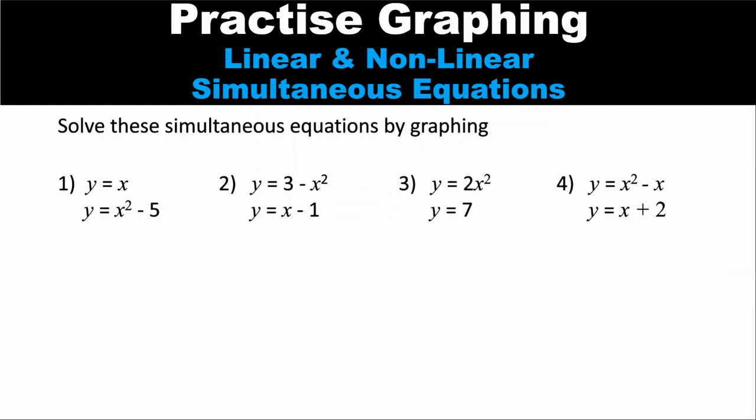Let's go on to some practice of linear and nonlinear simultaneous equations now. You should be able to recognize which of these equations are linear and which of these will be parabolas. You should also notice which ones will be positive parabolas and which ones will be negative parabolas. But you'll need to set out a table of values in order to plot the points accurately and graph these parabolas as cleanly and smoothly as possible.